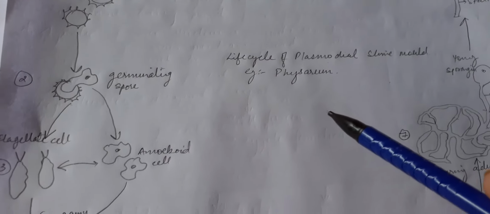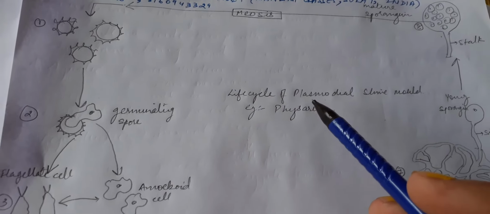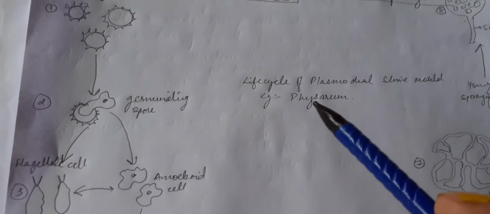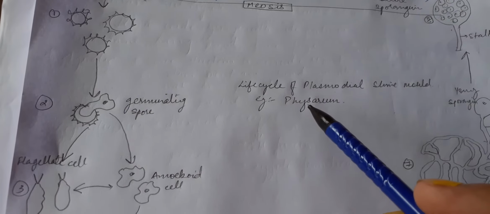Definitely, you're right. The other member does not have a plasmodial stage in their life cycle, so that means there are only some members which are going to be exhibiting this typical plasmodial stage. So let us pick this life cycle of Physarum.